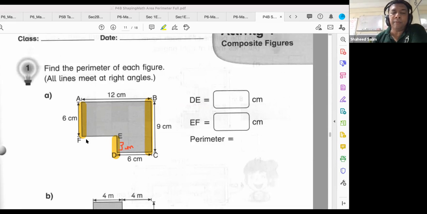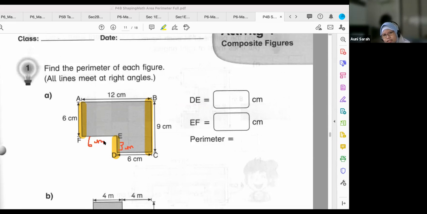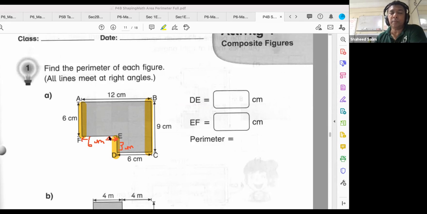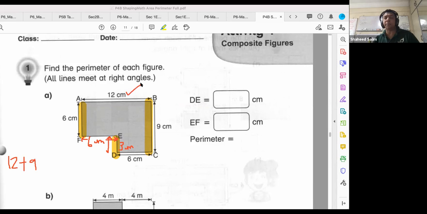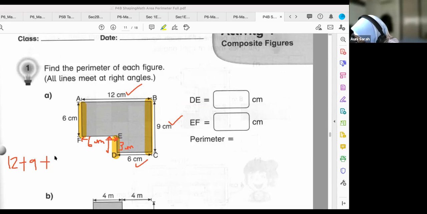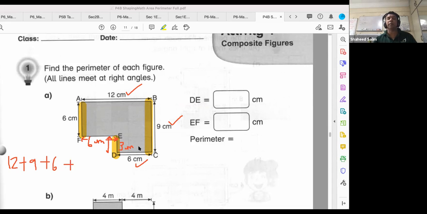Then down here now, EF, you know it's 6 cm. So add them all up now, Auni. What do you get? Take 12 plus 9. 12, which I put plus 9. Then after that, plus 6. And then after that, plus 3. Okay. Then plus 6 again. And then plus 8. You will get your answer. Can you try to add and see how much you get?